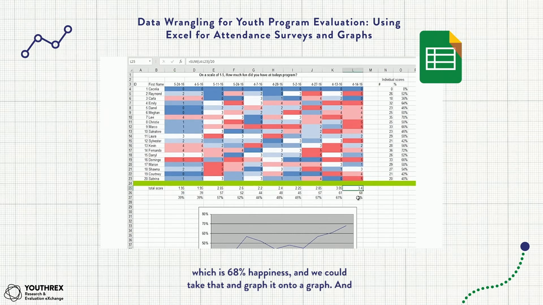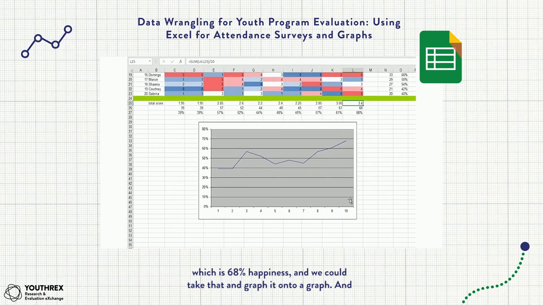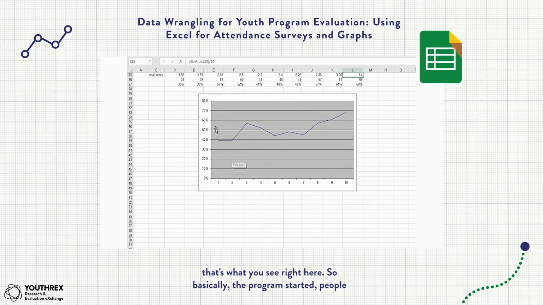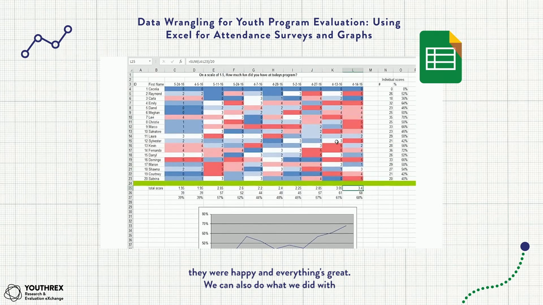And we could take that and graph it onto a graph, and that's what you see right here. So basically the program started, people weren't very satisfied, and then as time went on, they got more satisfied, and they were happy, and everything was great. We could also do what we did with participants' attendance, and we could look at their scores by date. So here, we could just take these numbers.